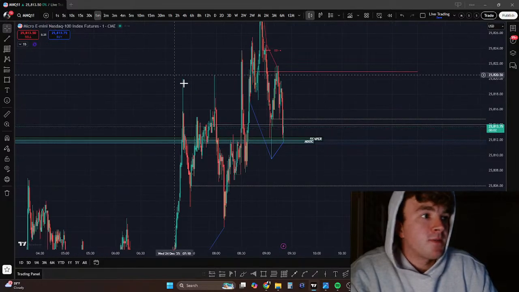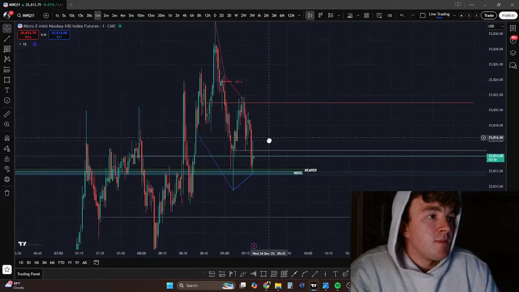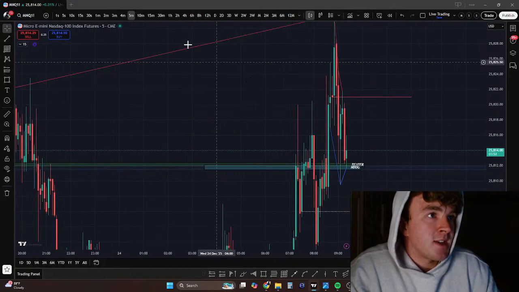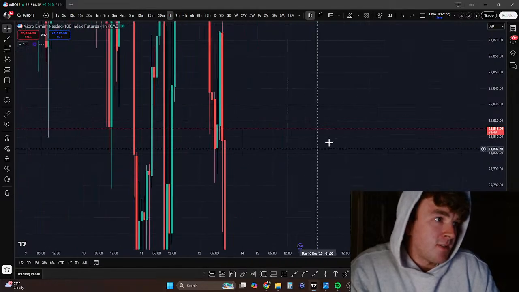I'm excited for the first CE for value gap to form. I want to see how that's going to play a role. But like I said, we do have this 5-minute change in state now to the downside. Do we have like a 1 hour PD array here off to the left?